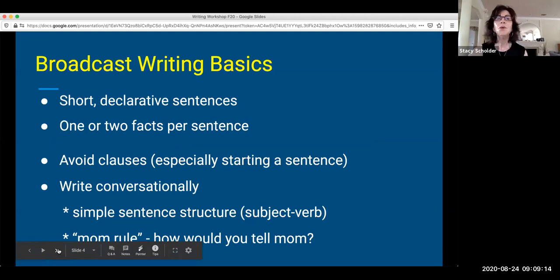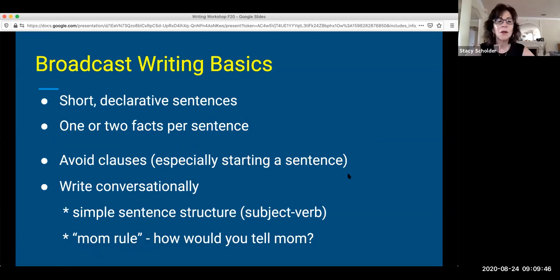For broadcast, you need to think about writing concisely and conversationally. Short declarative sentences, one or two facts per sentence. Unlike print, where you might see a long compound sentence with lots of facts, certainly in the pyramid style that a lot of text stories are written. In broadcast, we don't do that. We want to avoid clauses, especially at the beginning of a sentence, because you want simple sentence structure: subject, verb.